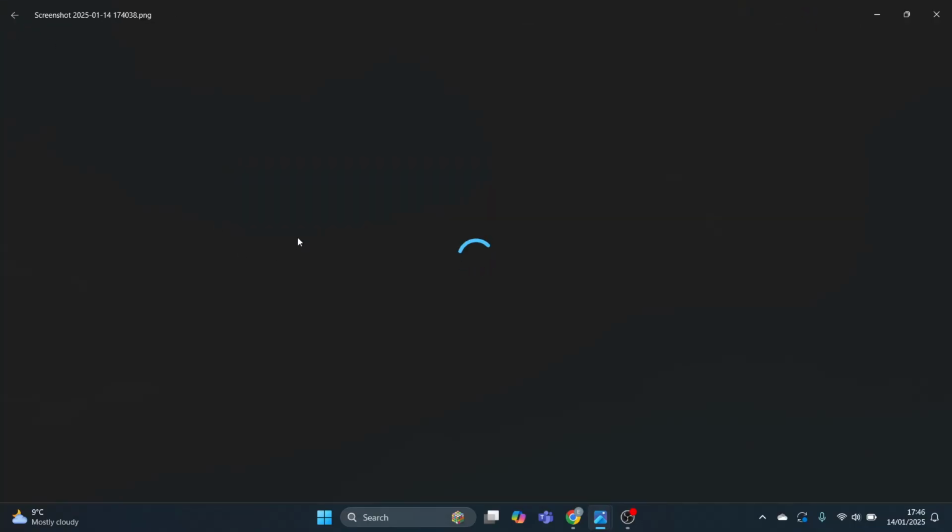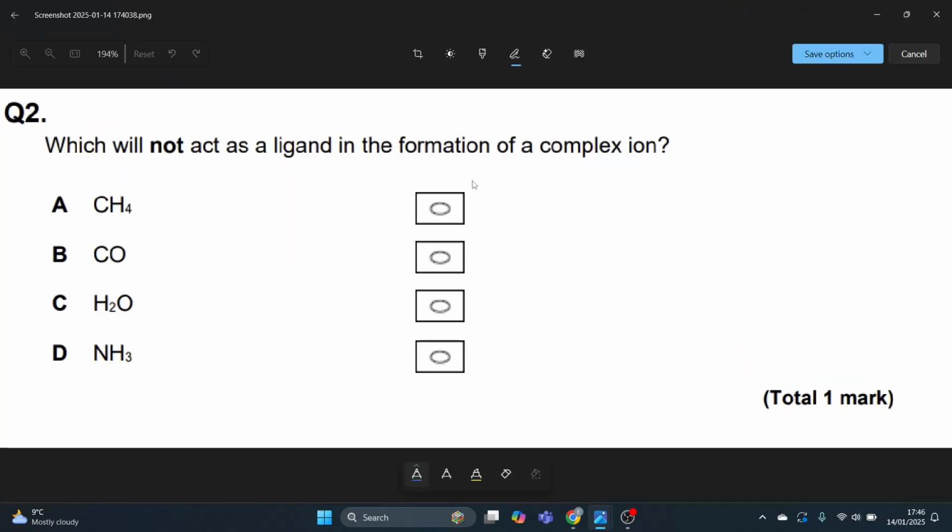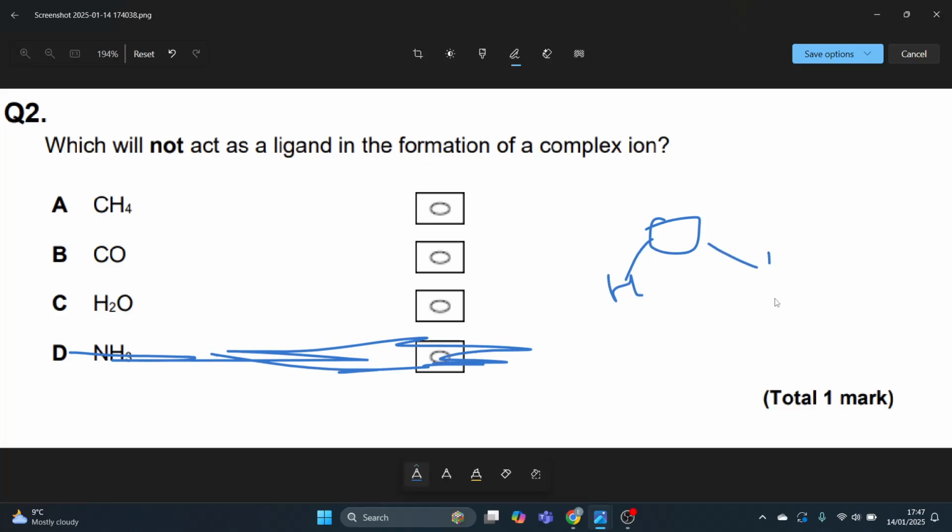Question 2. This one is a bit of a cheeky question. Which will not act as a ligand in a formation of complex ion? A ligand is one that can donate a lone pair of electrons, right? So if you look at A, B, C and D, well, I know D definitely can, because obviously NH3 with a lone pair of electrons, NH4 plus, that can act as a ligand. H2O, again, that can also act as a ligand. It's got 2 lone pairs of electrons.